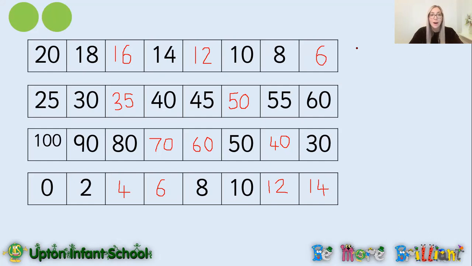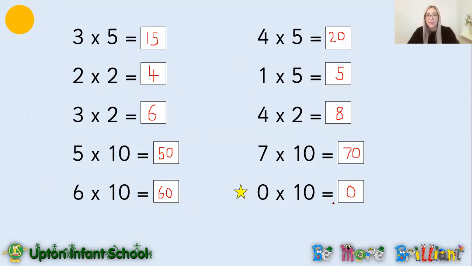Then the second part, so our missing numbers on the first one are 16, 12 and 6. The next one, 35 and 50. Next one, 70, 60, 40. And the last one, 4, 6, 12 and 14. Okay.